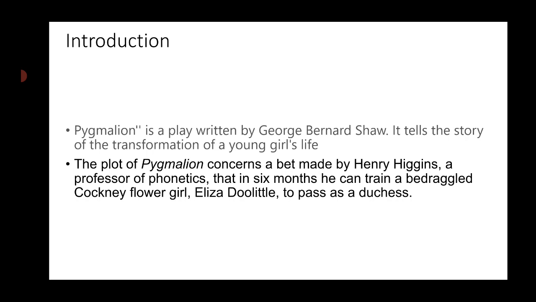Pygmalion is a play written by George Bernard Shaw. It is a story about a young girl, how her life transforms, and that leads to the change in her personality. The plot of the story Pygmalion concerns a bet made by Henry Higgins, a professor of phonetics, that he can train this girl, Eliza Doolittle, from a very rough cockney accent and make her change her personality in such a way that she may be able to adjust with the royal and the high society.